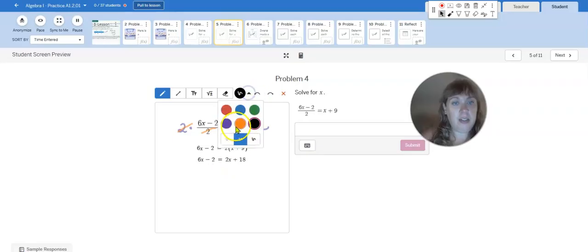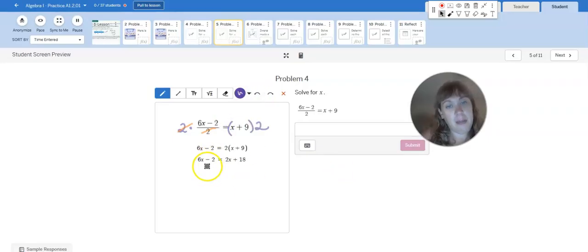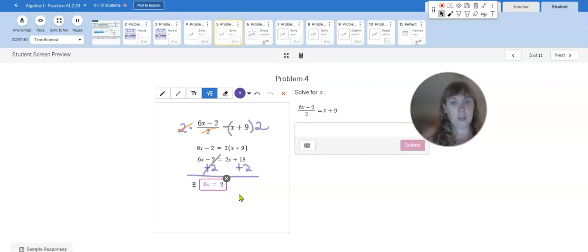We can add 2. I'm going to change my color. We have this minus 2. We're going to move that to the other side by adding 2 to both sides. Negative 2 plus 2 cancels. And we just have 6x equals 2x plus 18 plus 2 is 20.